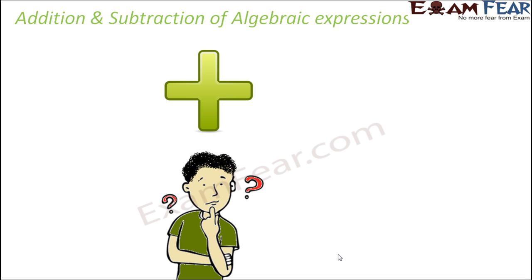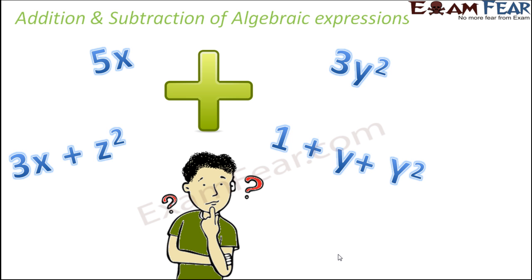Now what about algebraic expressions? So if we are given an algebraic expression like 5x, and we have another algebraic expression like 3y square, can we add them? If yes, how? If no, why? Similarly, if you have more complex algebraic expressions like 3x plus z square on one side and something like 1 plus y square on the other side, can we add these two? So here in this section, we will learn about addition and subtraction of algebraic expressions.